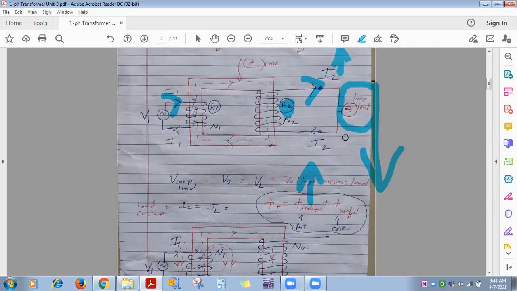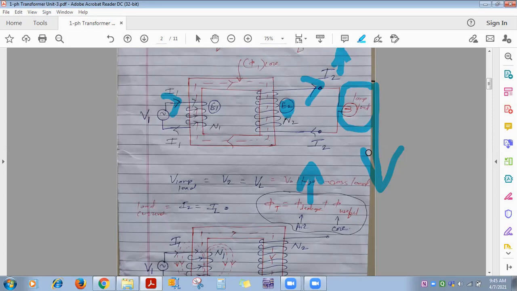My question is, when the transformer is on no load, will I1 and I2 be maximum, or when the transformer is fully loaded, will I1 and I2 be maximum? When it is fully loaded. At full load, I1 and I2 will be maximum.